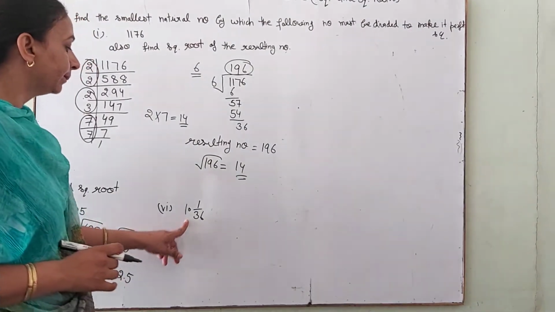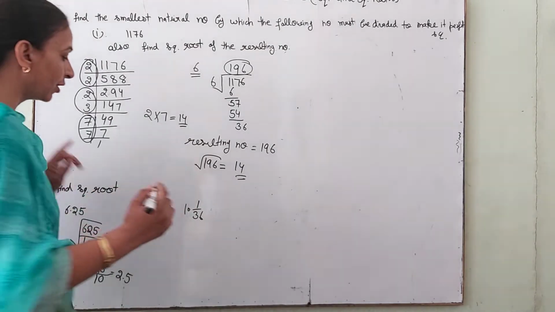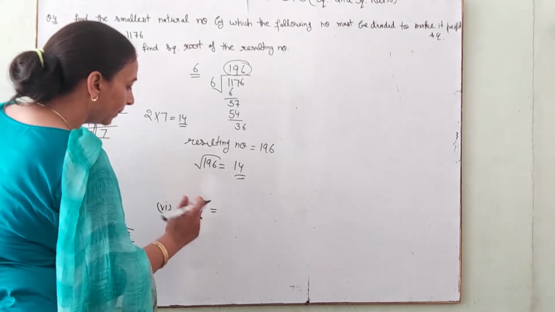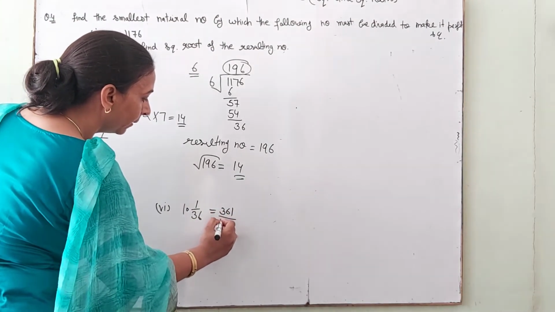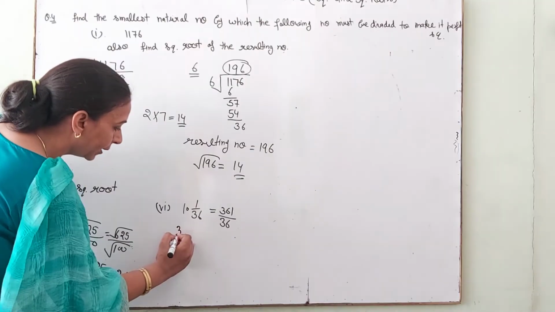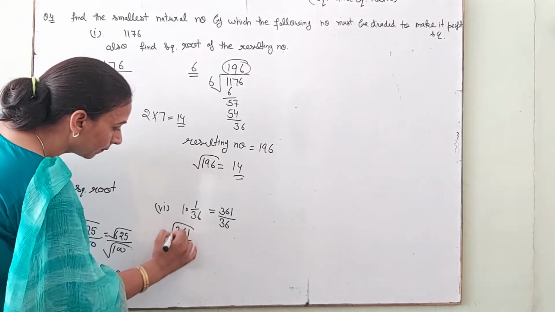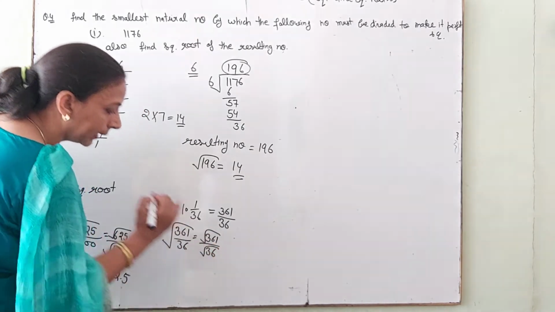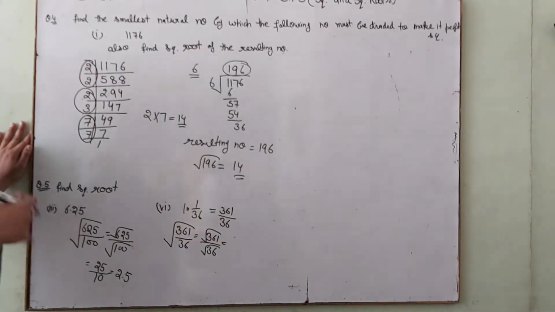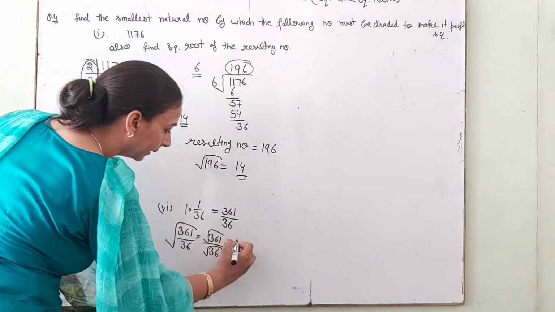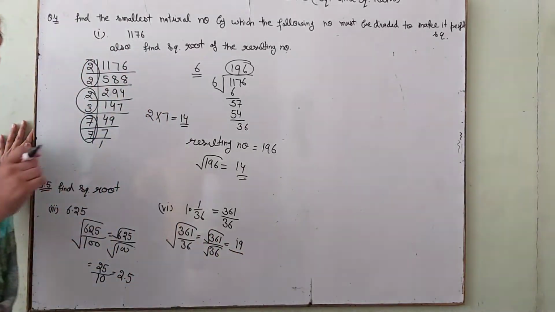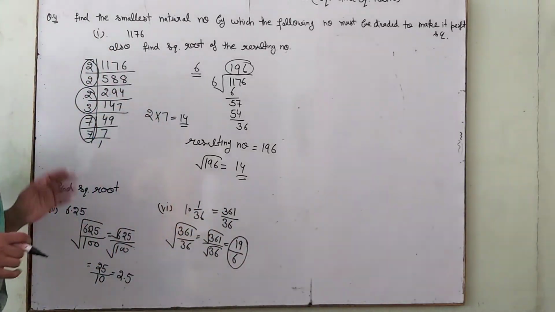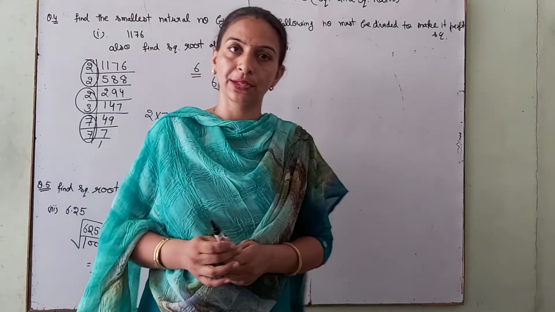Next 10 1 by 36, this is mixed fraction, and this equal to 36 multiply 10, 360 plus 1, 361 divided by 36. We find square root of this, and this equal to 361 and divided by 36. 361 is a square of 19. Okay, 19. You learn 1 to 20 square and cube. 36 and 6, and the answer is 19 by 6. Okay, next move to next question.